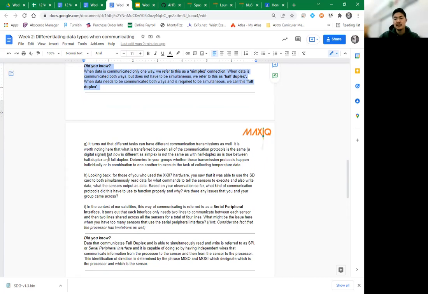The reason we're using the serial monitor, however, is because there's something specific that I want you all to observe. In the serial monitor in particular, one of the questions I ask you is to determine whether each of these transmission protocols is happening individually, in combination with one another, or if it's just one or the other.